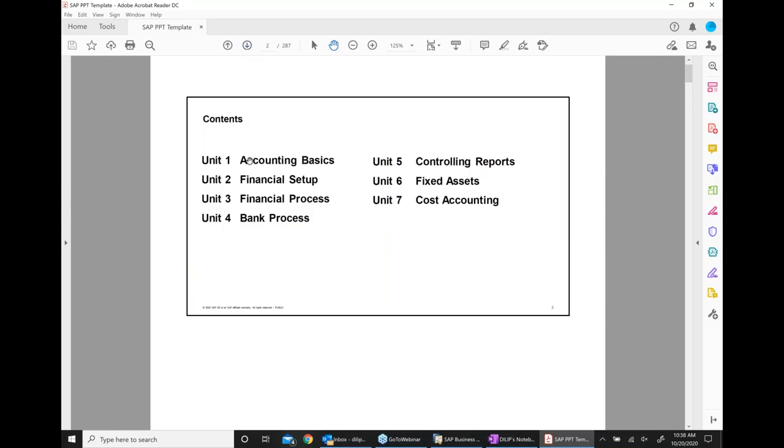So that is what we're going to discuss in this unit. This PDF is entirely and exclusively focused on finance. We're going to discuss cost accounting and fixed assets.